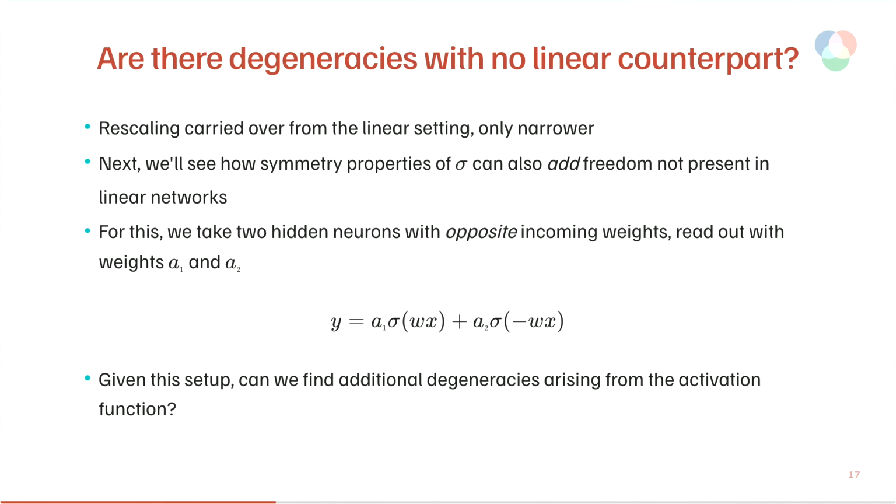And then the second sub-question of that first question I posed at the very beginning is, are there perhaps degeneracies in the nonlinear regime that we didn't observe in the linear regime, right? And we'll see that this is indeed the case. We'll start with a simple setting where we now have 2 neurons instead of 1. They both have the same incoming weight W, but one of them has a flipped sign, so one of them has an incoming weight minus W, and then they have arbitrary outgoing weights A1 and A2. Given this structure, where we have incoming weights that are effectively the same except for this sign flip, can we find some additional degeneracies that arise due to the nonlinearity?